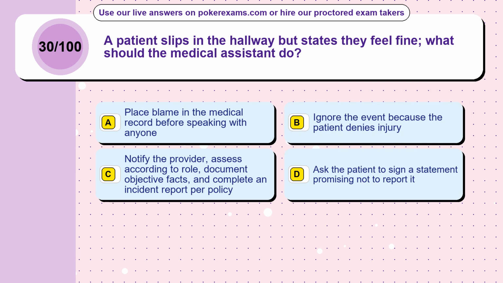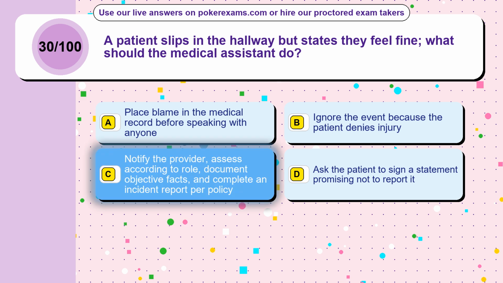Question 30. A patient slips in the hallway but states they feel fine. What should the medical assistant do? Option A. Place blame in the medical record before speaking with anyone. Option B. Ignore the event because the patient denies injury. Option C. Notify the provider, assess according to role, document objective facts, and complete an incident report per policy. Option D. Ask the patient to sign a statement promising not to report it.